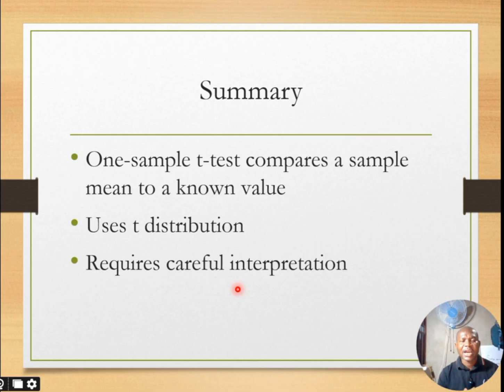So in summary, our one sample t-test compares our sample mean to a known value or population value, and we use the t-distribution for it. But interpretation is very, very important, because you must also look at effect size and confidence interval. So this is the model we are going to take for one sample t-test.